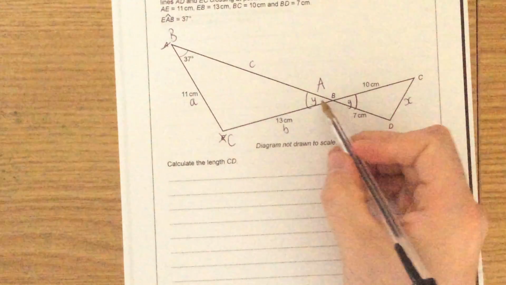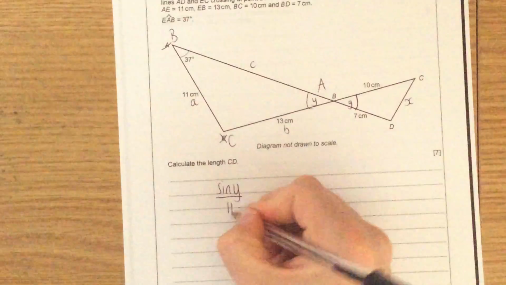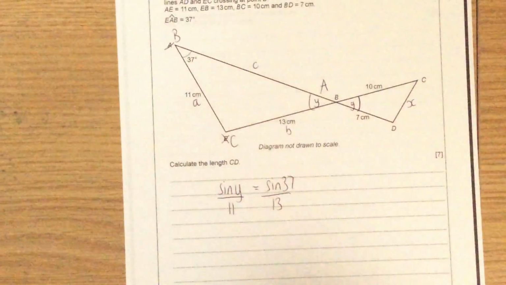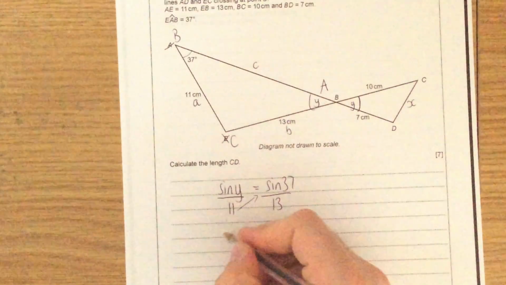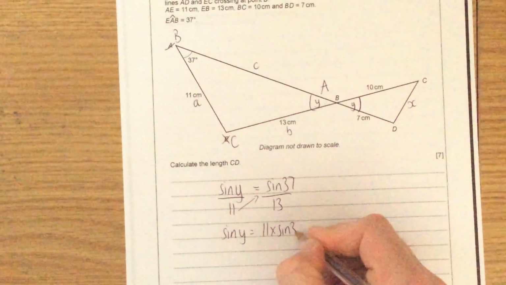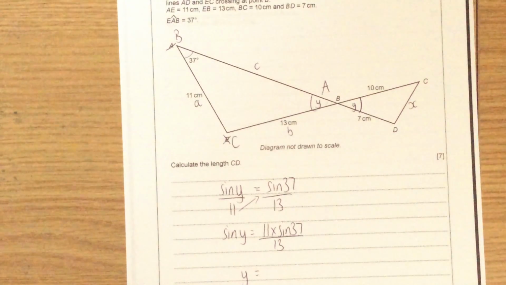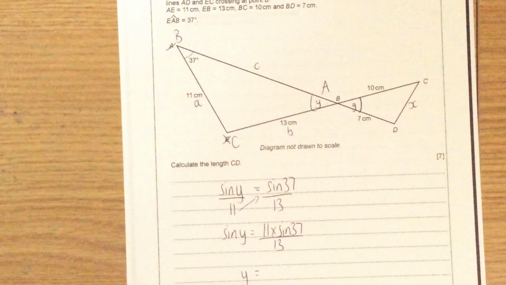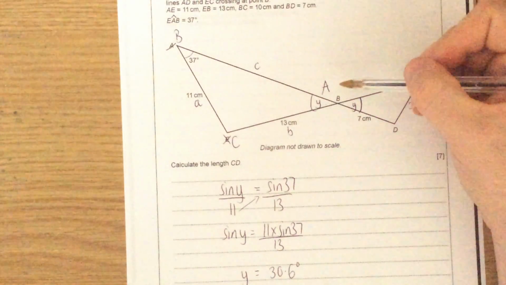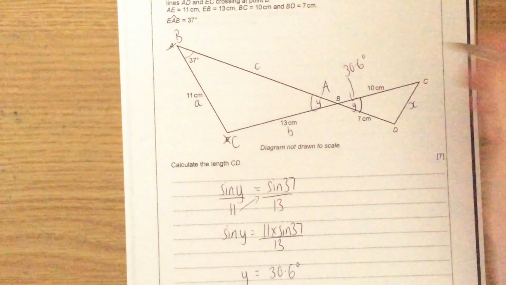So the sine rule tells me that sine of Y divided by the side 11 is equal to the sine of 37 divided by 13. If I want Y on its own, take 11 over, and I get 11 times sine 37 divided by 13. Then do shift sine on your calculator, and you will find that that angle is 30.6 degrees. I know this is 30.6, which means this is also 30.6 degrees here.